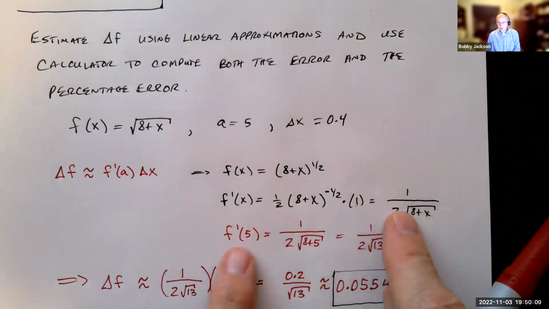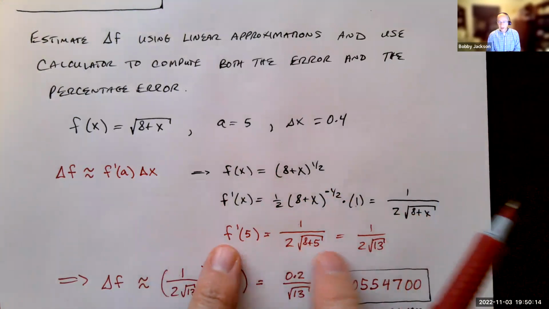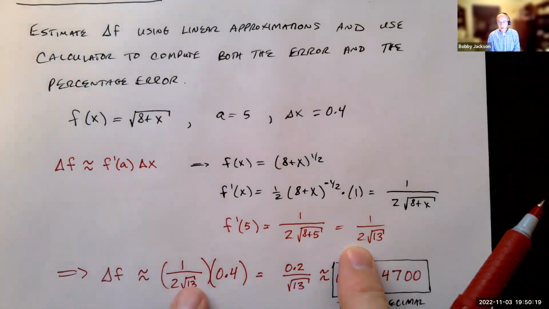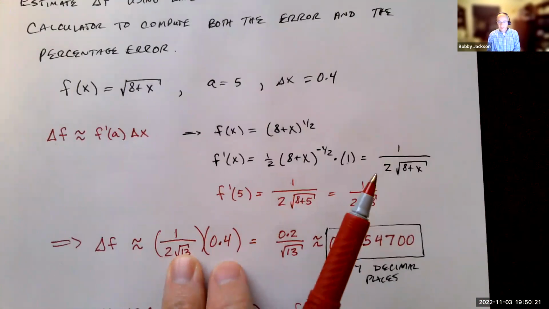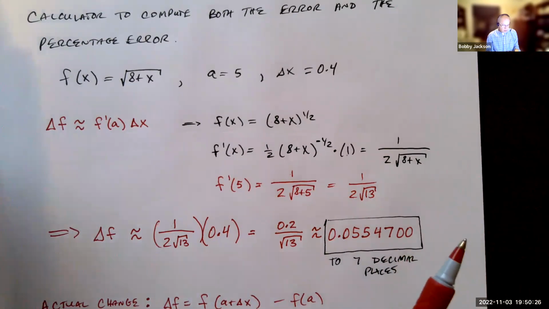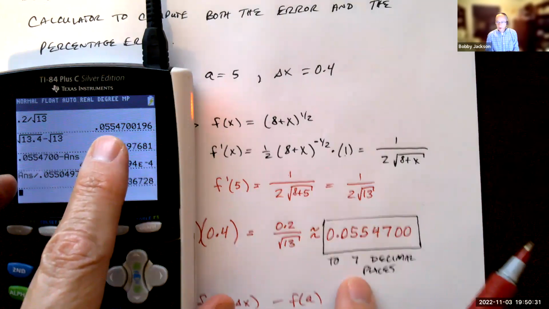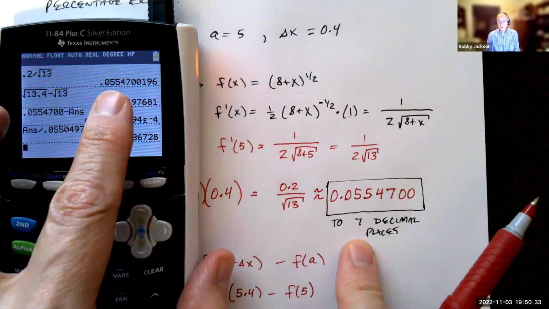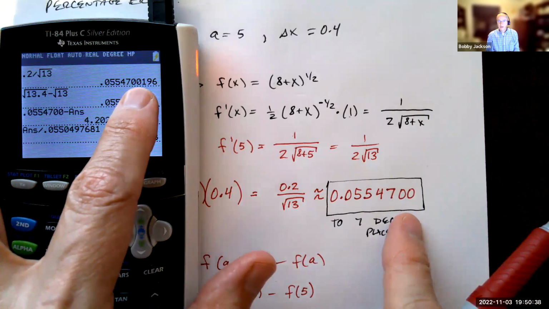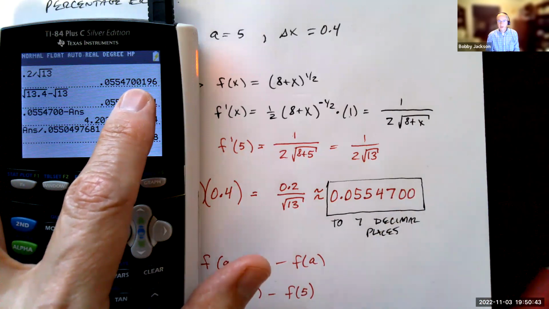So here's my derivative. And then I'm going to plug in a, f prime of 5. And I get 1 divided by 2 times the square root of 13. That's f prime of a times delta x, which is 0.4. And so I do 0.2 divided by the square root of 13, which I've done over here in my calculator and got this value. They wanted you to round it to 7 decimal places, so you don't want to round to the end. And so at 7 decimal places, that second 0 has a 1 after it, so I will not round. I keep the 0 the same.